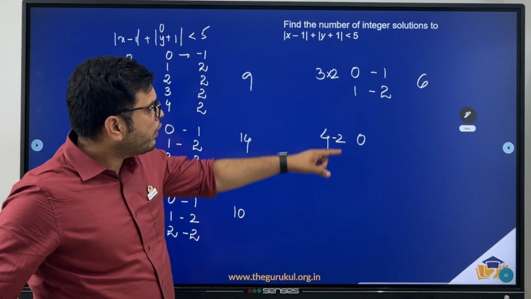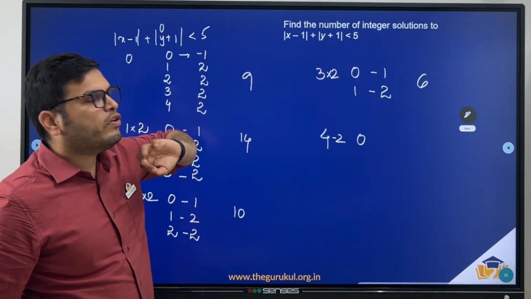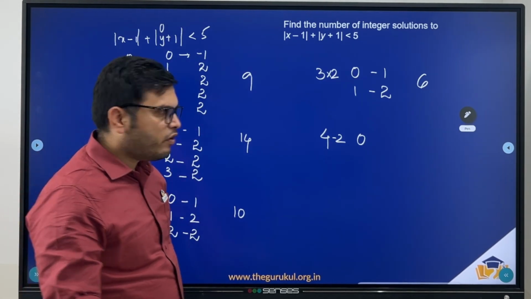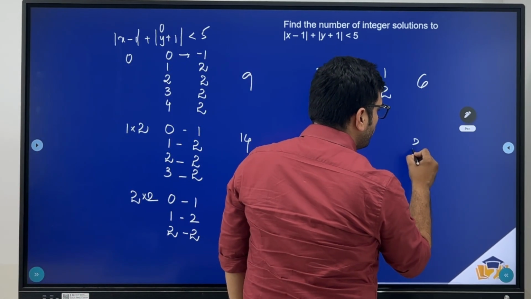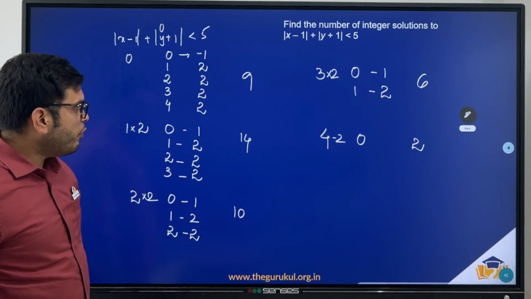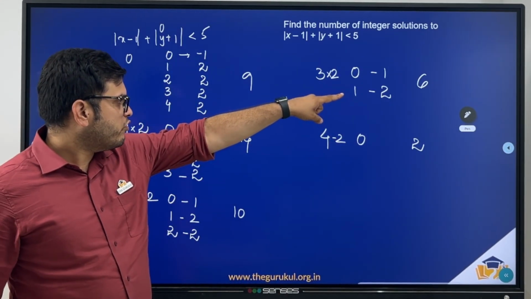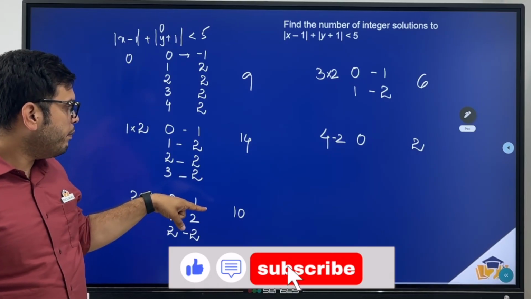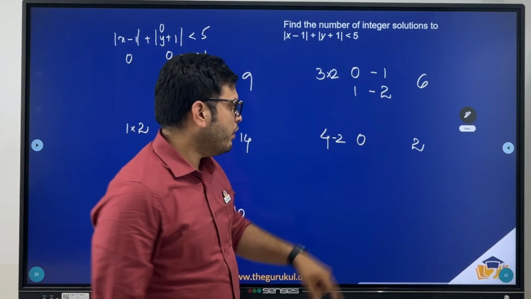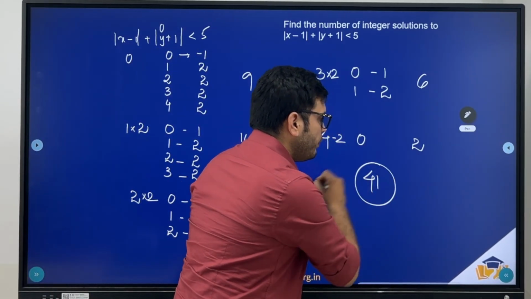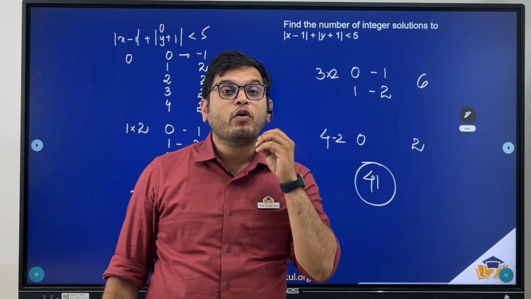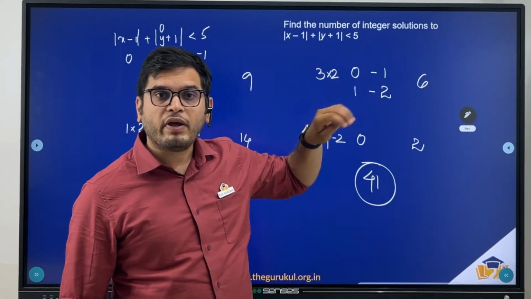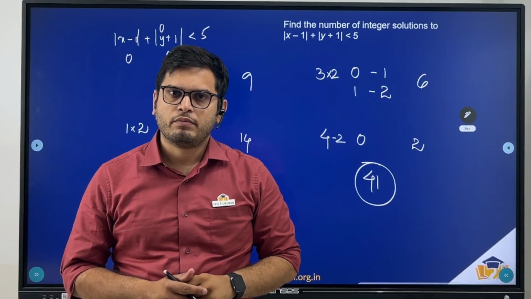Two values, right? So for y plus 1 is equal to 0, you have only one value for y, minus 1, right? So 2 into 1, 2. So how many do we have? 14. 14 plus 6 is 20. 20 plus 10 is 30. 30 plus 11, 41 should be the answer for this question. So there are 41 ordered pairs for the values of x and y that satisfy this inequality.